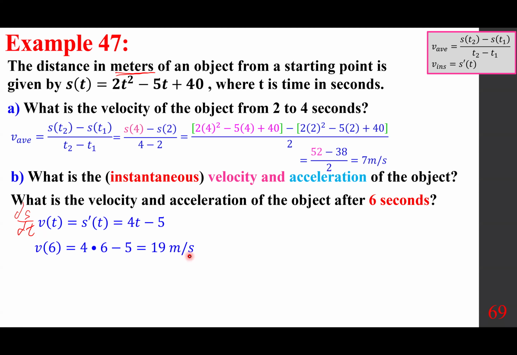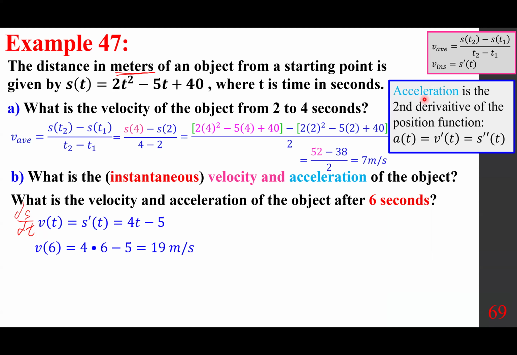What about acceleration? Acceleration is the second derivative of the position function. A of t is v prime equals s double prime. So you take the derivative once, it gives you the velocity function, instantaneous velocity. And you take the derivative again, it gives you the acceleration. Taking the derivative again just gives you a constant, 4.